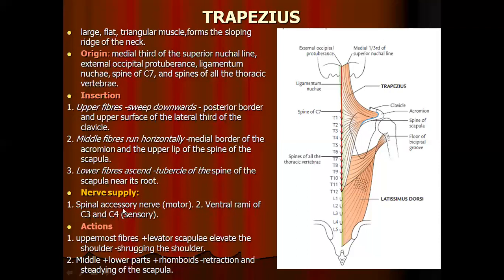Nerve supply, spinal accessory. If you remember, one more muscle which is supplied by the spinal accessory is sternocleidomastoid. Try to remember, spinal accessory is motor nerve, and ventral rami of C3 and C4 are sensory. Now action of trapezius: the uppermost fibers plus levator scapulae, which is underlying this, elevate the shoulder and help in shrugging. That is shrugging of shoulders. Now middle fibers and lower parts of the rhomboids help in retraction and steadying of the scapula.